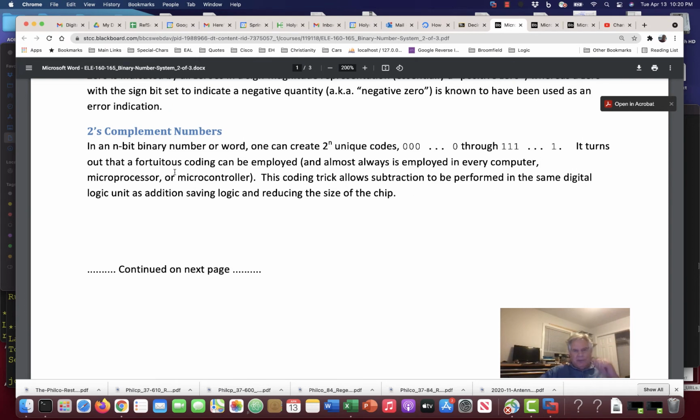Now this is an important fact right here, this sentence. In an n-bit binary number or word, whatever you want to call it, a collection of n bits, one can create 2 to the n unique codes. And it'll be all zeros through all ones. It turns out that a fortuitous coding can be employed, and almost always is employed in every computer, microprocessor or microcontroller. The coding trick allows subtraction to be performed in the same digital logic unit as addition, saving logic and reducing the size of the chip.